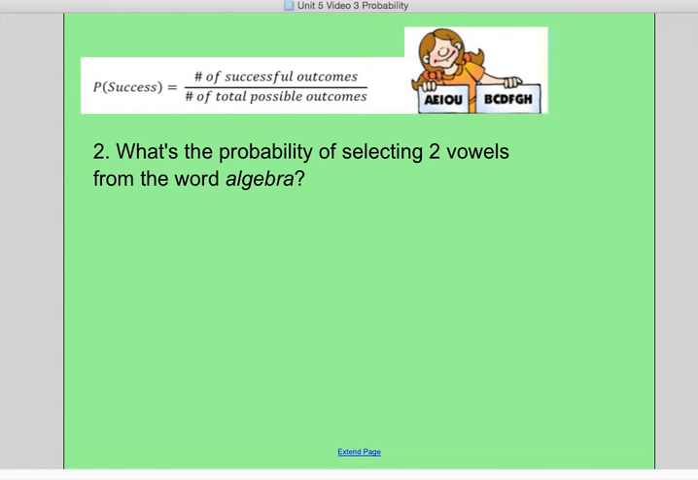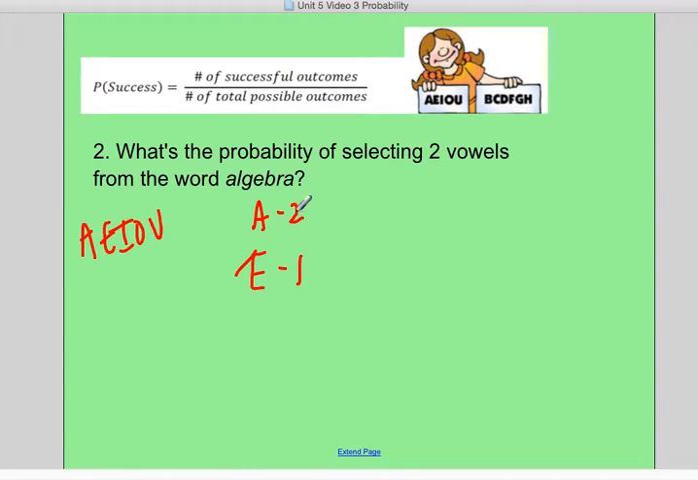Example 2. What is the probability of selecting 2 vowels from the word algebra? Well, in algebra, how many vowels are there? Our vowels are A, E, I, O, U. So for algebra, we have 2 A's and we have 1 E. And we're selecting a group. We're not putting them in an order. So in this case, it's going to be a combination. We're just selecting vowels.